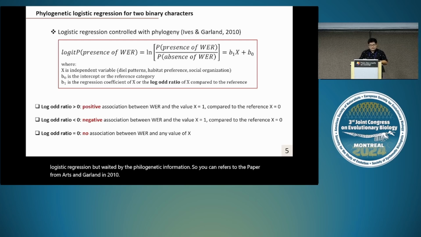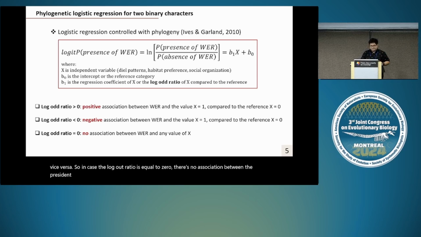I won't go into much detail about the mathematics here, but just to mention, if the log odds ratio is positive, then there is a positive association between the white eye-ring and the value x equal to 1 of the trait. So for example, for diurnal activity, I encode nocturnal as the reference, x equals 0, and diurnal as x equal to 1, and vice versa. In case the log odds ratio is equal to 0, there is no association between the presence of the white eye-ring and the trait.